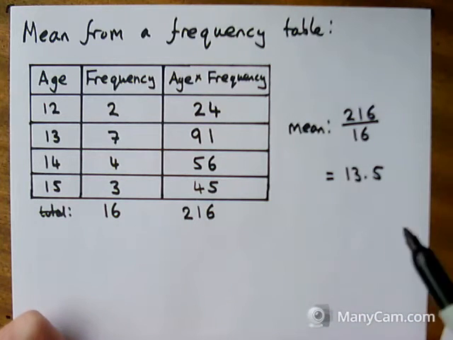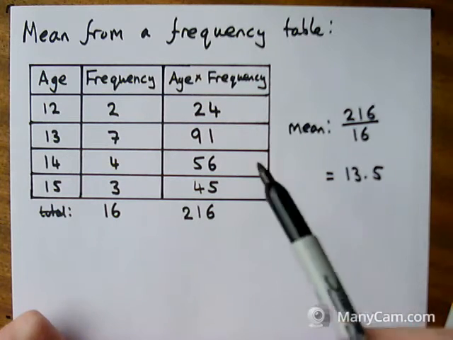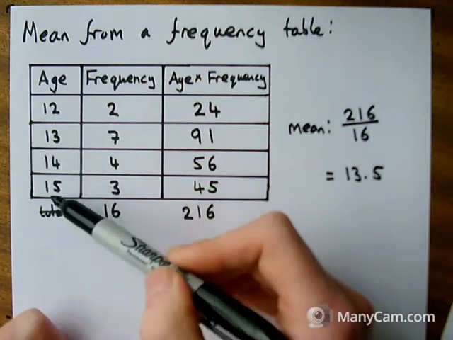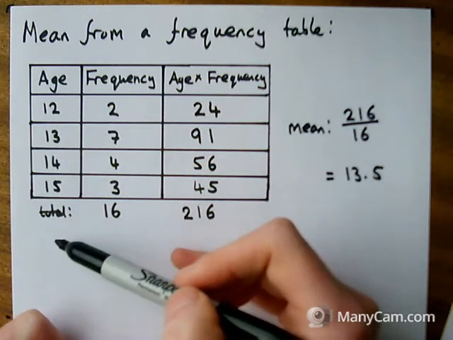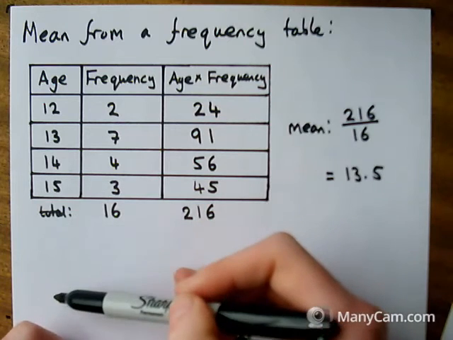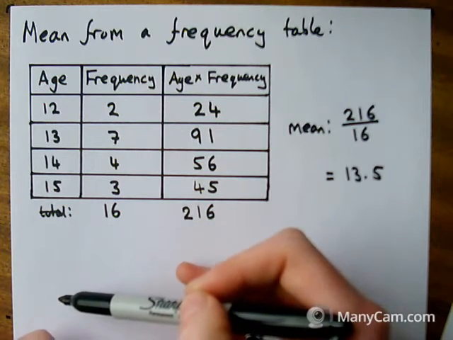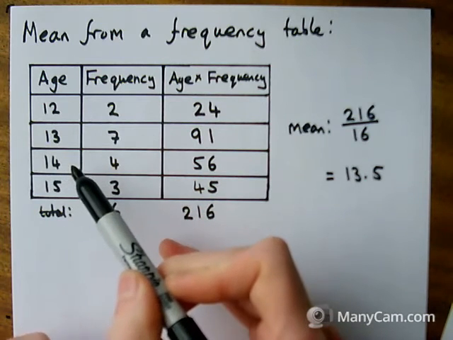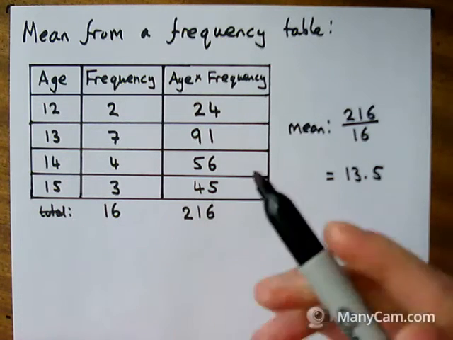When you end up getting to an answer, think about it logically. Your mean should be somewhere in the middle of your data range. If I ended up with an answer of 30, it's way outside of my data range, so that's not going to be right. 13.5 is somewhere in the middle here, and that looks like it's about right.